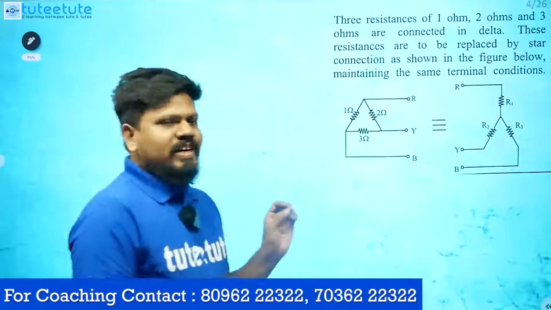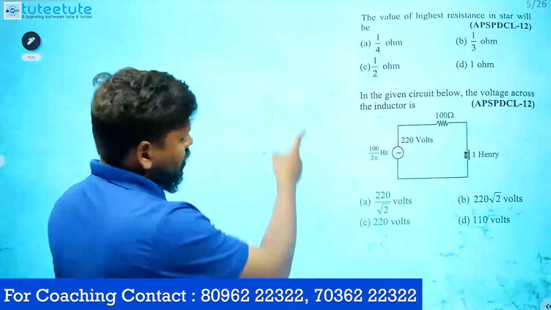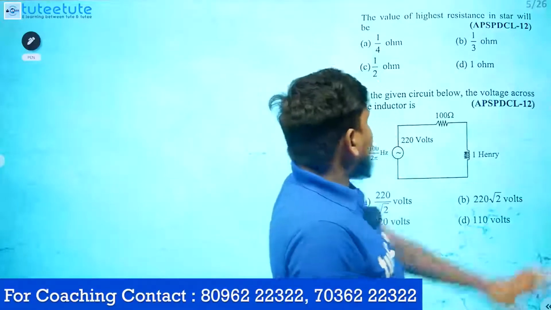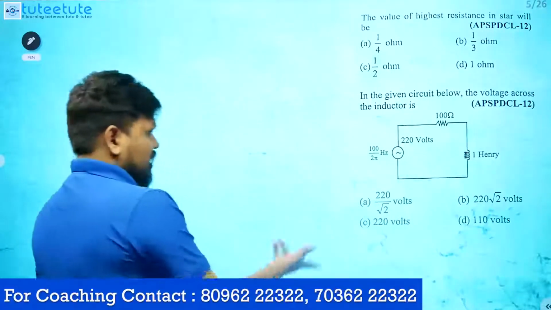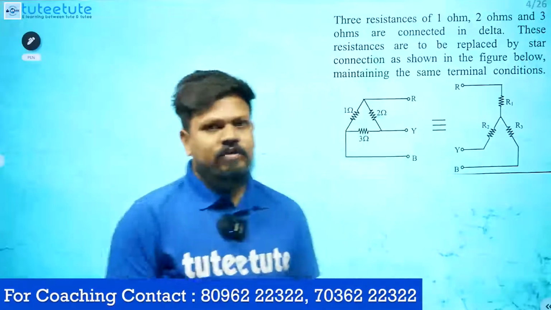So you can understand something. There are some options also, right? So the options will be here. What they are asking is the value of the highest resistance in star. After calculating the star resistances, what is the highest value they are asking?